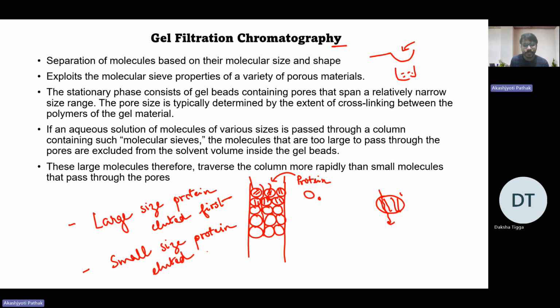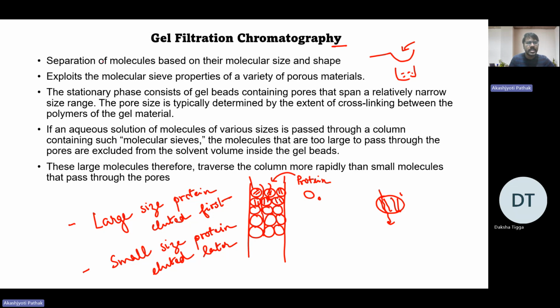Why is it so? Because the ones which are entering the pores will take a longer time to be eluted, and the ones which are not entering the pores present in the beads will be eluted earlier, because they will take less time to traverse through the column, and hence they will be eluted faster. While the ones which have small size, because of their small size, will enter into the pores, and will hence take longer time to traverse this entire length and get eluted.